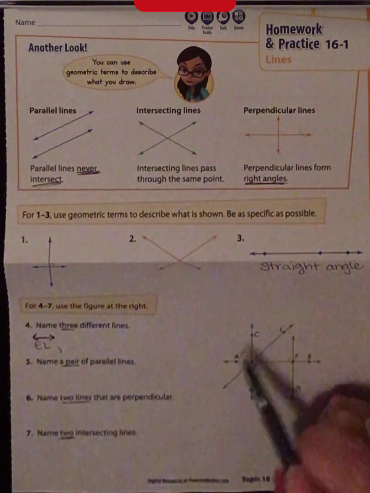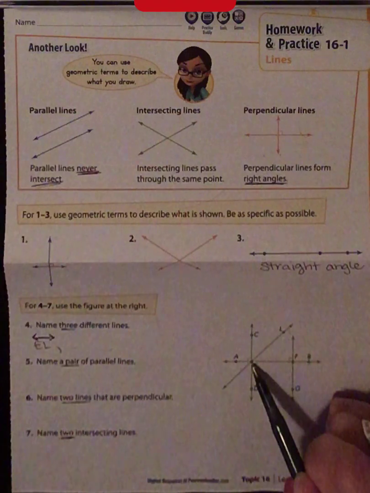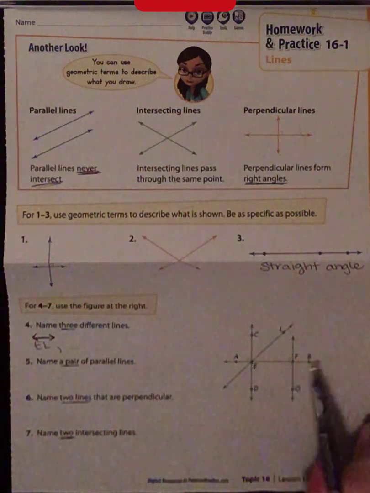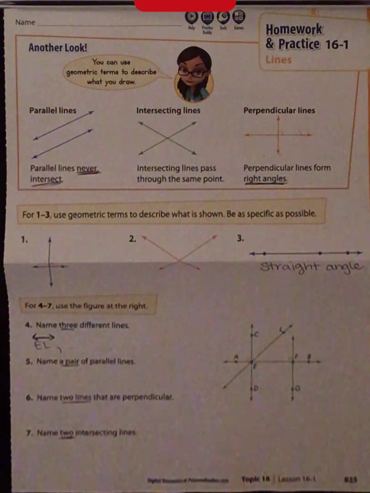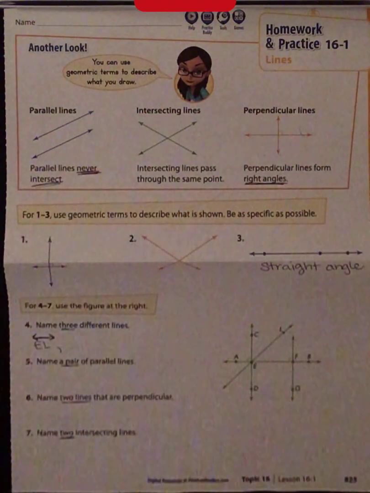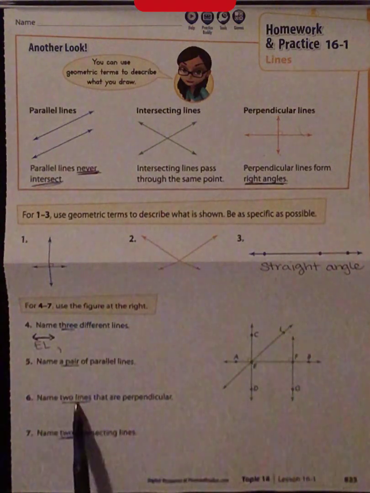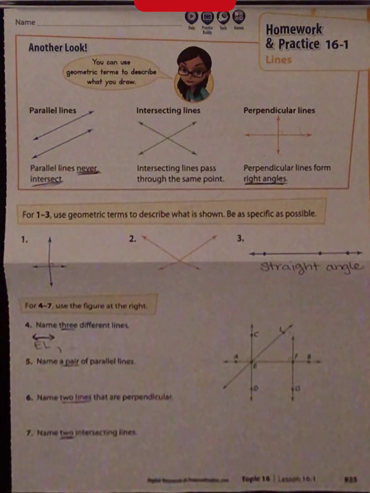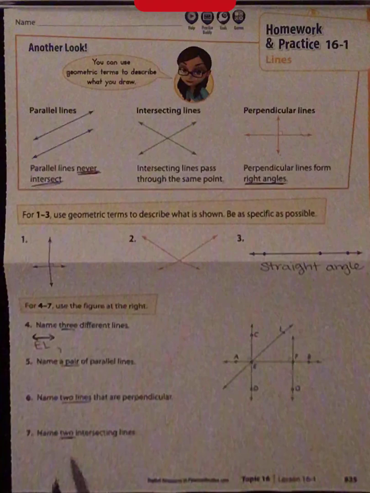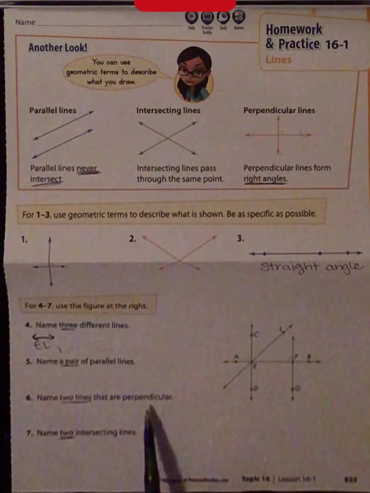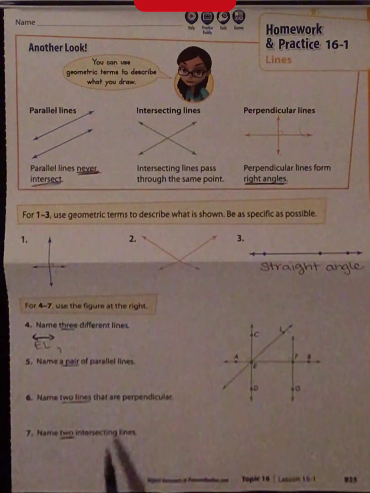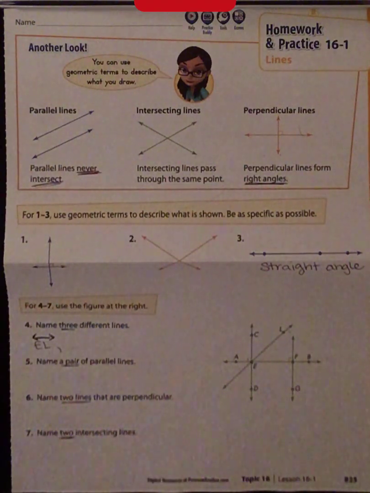Obviously, these lines are all intersecting at point E. These lines are intersecting at point F. So what 2 lines do you see that are never crossing? They do run up and down. Name 2 lines that are perpendicular. You'll have to look at what that is. Name 2 intersecting lines. Now your intersecting lines may also be perpendicular, so you might be using some of the same answers here, and that's fine.